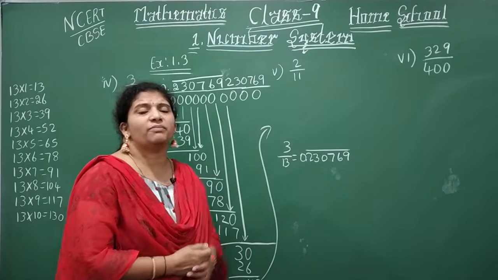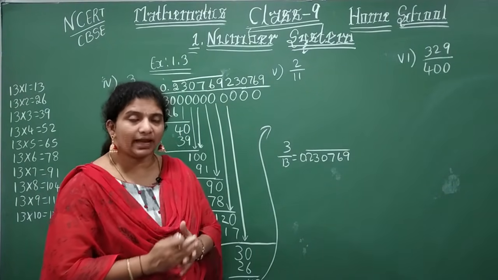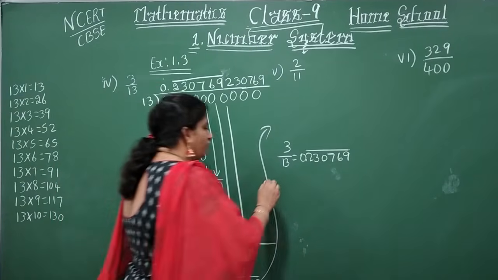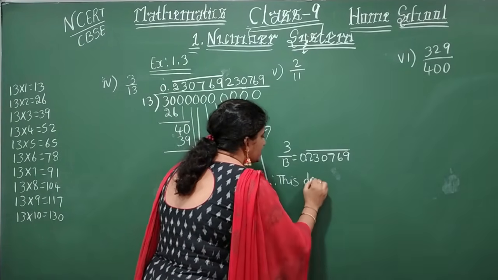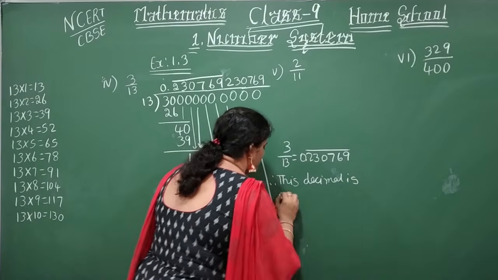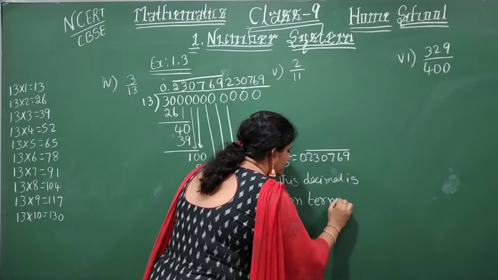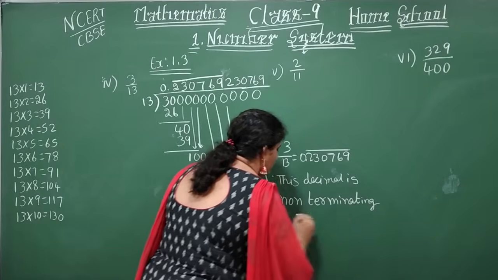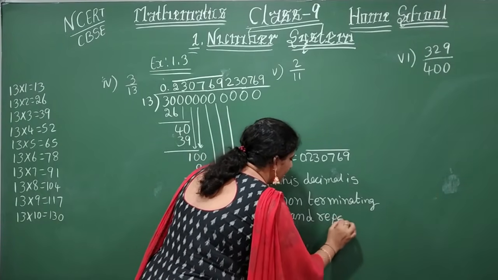So which type of a decimal it is children? It is a non-terminating repeating decimal. Therefore, what you are going to write? Therefore, this decimal is non-terminating and repeating.